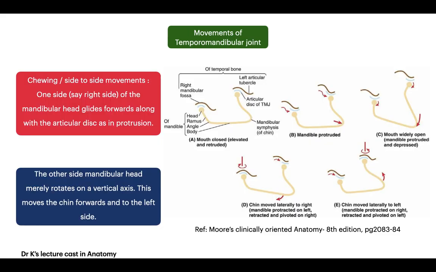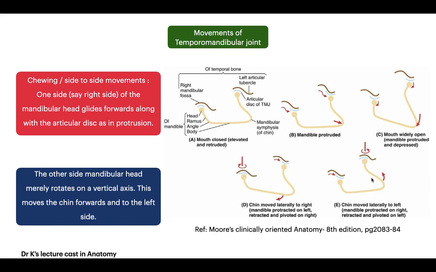Now coming to chewing or side to side movements. Just remember one thing. In chewing movements, one side protrudes, the other side rotates. Can you see here? This protrudes, the opposite side rotates. The chin moved laterally to the right, means that the mandible is protracted to the left, retracted and pivoted on the right. So one side moves forwards, moves the chin to the opposite side, and the opposite side of the head of the mandible rotates.